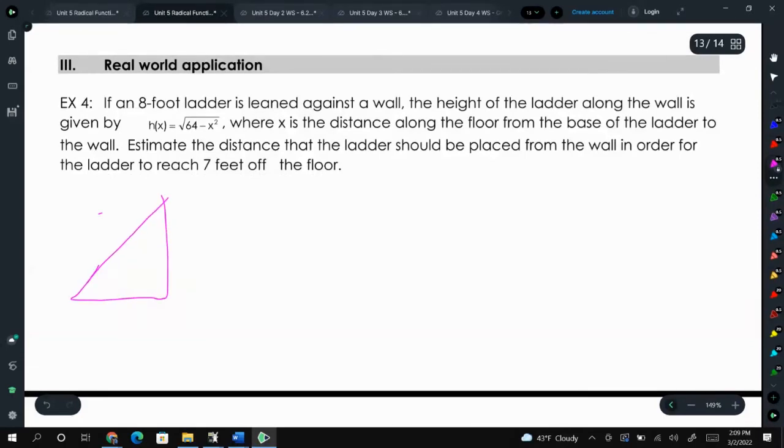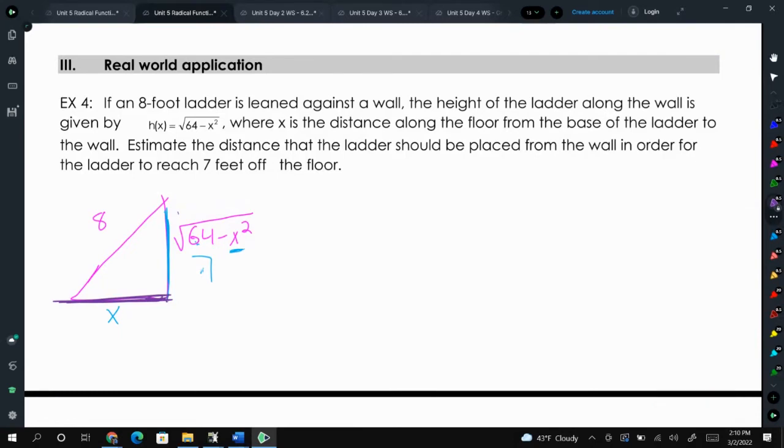We have an 8-foot ladder that's leaning up against the wall, and what we have here is the height of the square root of 64 minus x squared, where x is the distance along the floor from the base of the ladder to the wall. Estimate the distance that the ladder should be placed from the wall in order for the ladder to reach 7 feet off the floor. So we want this distance to be 7. We want these two things to be equal because this x will tell us this distance right here. How far does it have to be horizontally for this vertical distance to be 7?